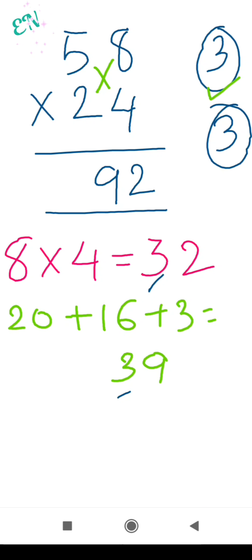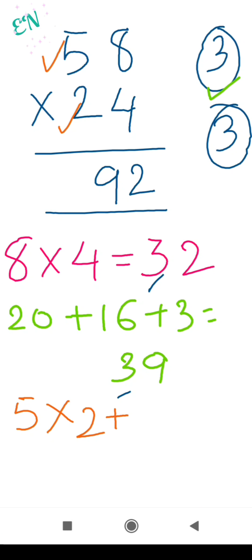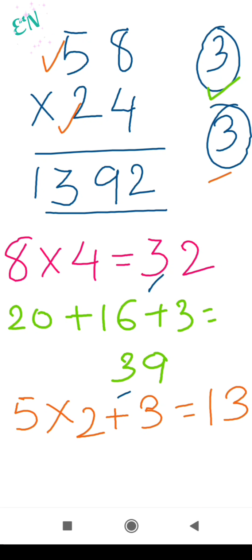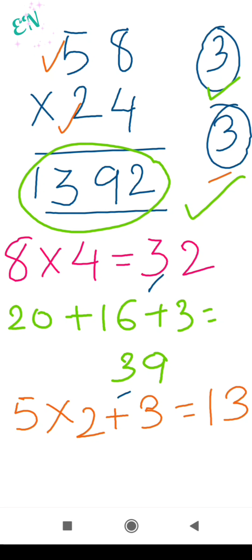In the third and the last step, we need to multiply the tens places. So we multiply 5 and 2, then we will add the carry. So 5 into 2, then we need to add the carry to the product. So we'll get the answer as 13. This is the last step. Write the number 13 as it is. So the final product of these two digit numbers is 1392. If you practice this method, it will be much easier for you.